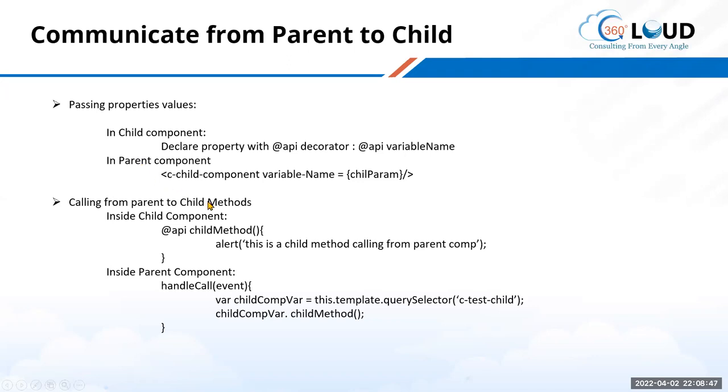And if we want to pass a method, the syntax is different. Inside the child component we write simple functions that we are going to use. Inside the parent component, whatever event we call, like if we click on a button or checkbox, in that function we declare the query selector, declare the child component as a variable, and in the variable we call the method. Any doubts on that?